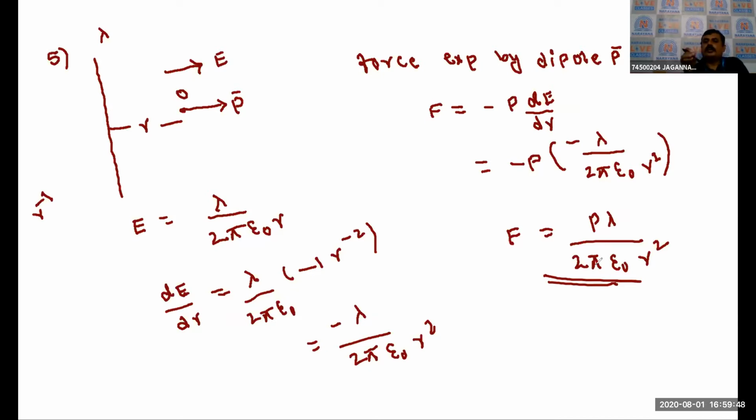Understand? To find the force experienced, our first step is to find how much electric field is produced due to the charge. Then that electric field needs to be differentiated with respect to the distance. Then the force experienced by the dipole is given by the formula F equals minus P dE by dr. Substitute dE by dr, then we get the force. Okay, next, question number 6.